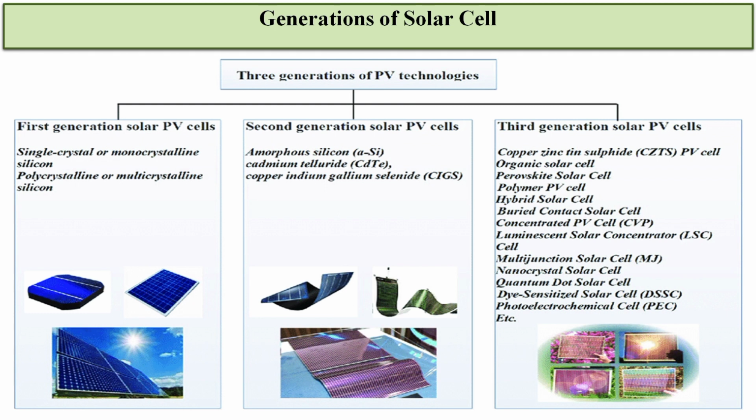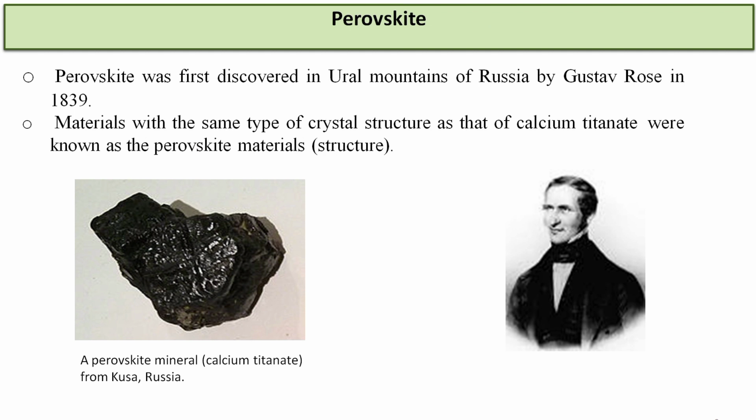So here we are focusing on perovskite solar cells. So perovskite solar cell is a third generation solar cell. So organic solar cell, perovskite solar cells, quantum dot solar cells, these are the third generation solar cells. So before going towards the perovskite solar cell, we all should know about what is perovskite. So it was discovered in mountains in 1839 by a Russian scientist. Material with the same type of crystal structure as that of calcium titanate were known as the perovskite material.